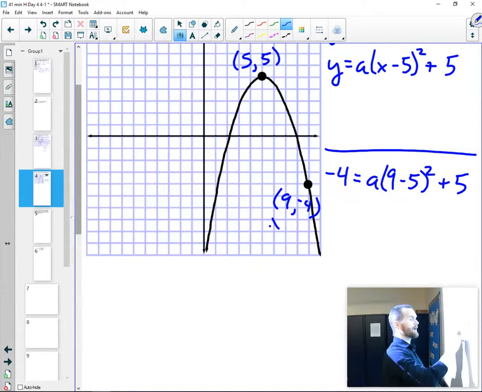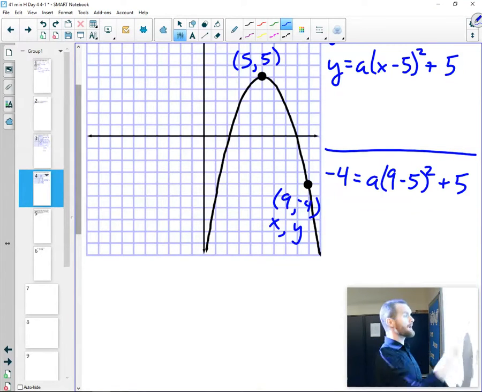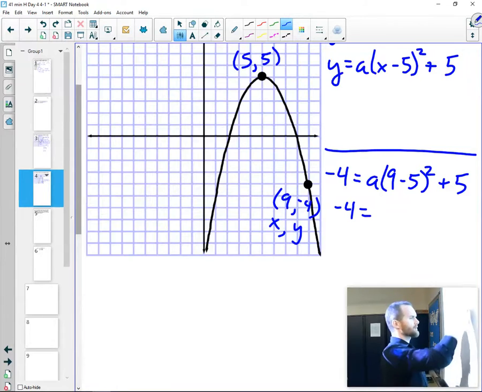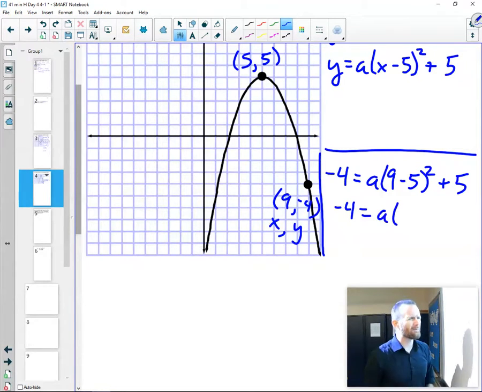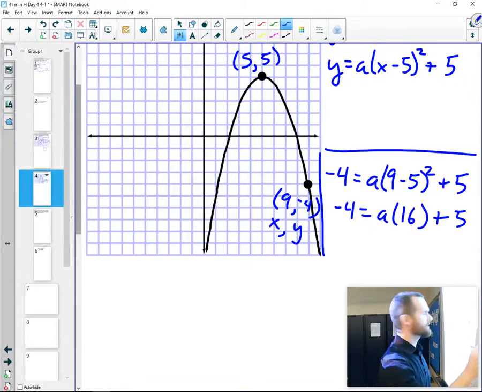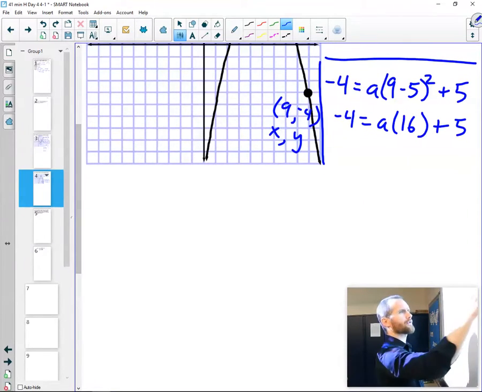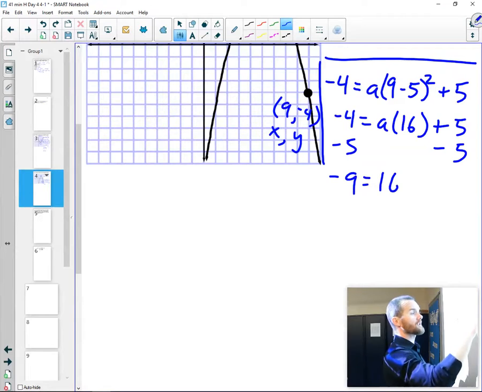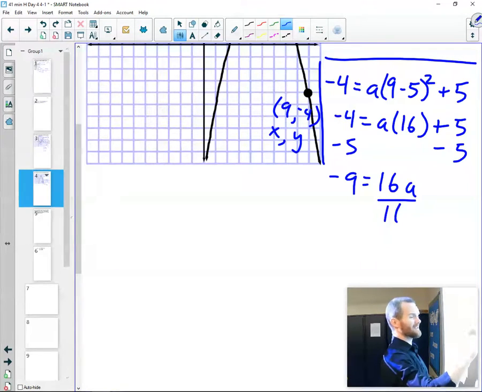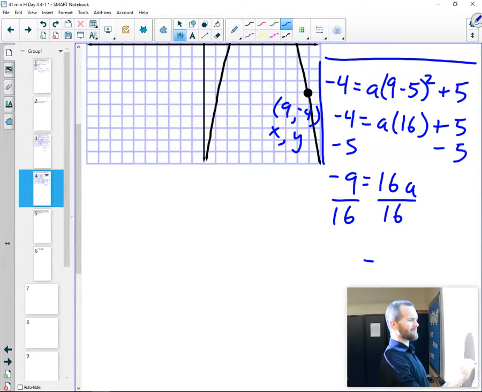You just take the x and y value from this ordered pair and plug it in. That's what we just did. Now, we just use our algebra skills. We just solve for a. We get negative 4 equals, let me draw a line there to separate that. Where was I? A times 9 minus 5 is 4. Square that, we get 16 plus 5. Then we just subtract 5 from both sides. Get negative 9 equals 16a. Divide both sides by 16, and that is not going to simplify. I'm just going to leave our a value as negative 9 over 16.